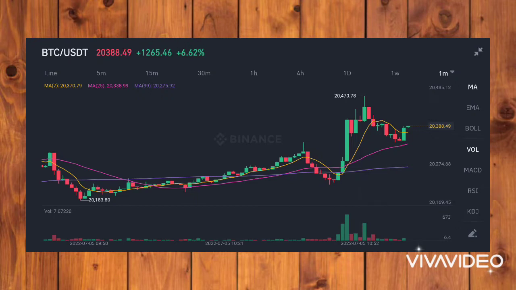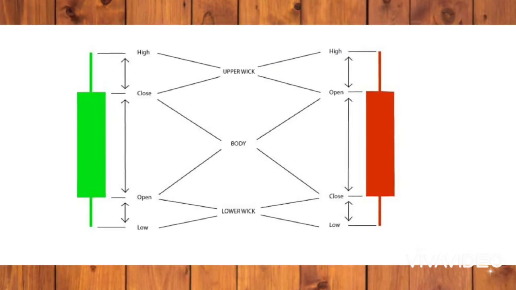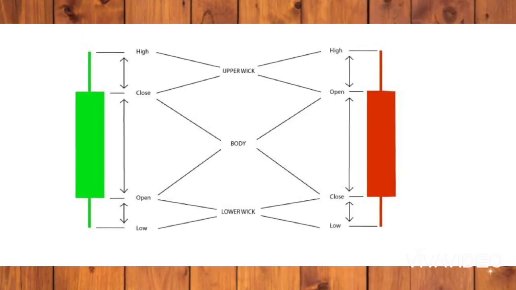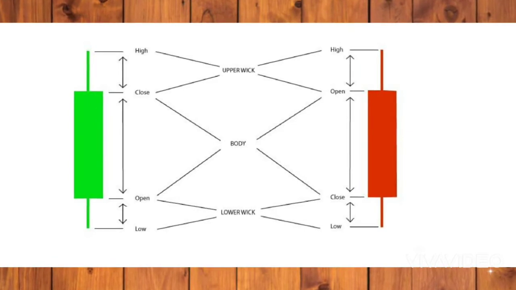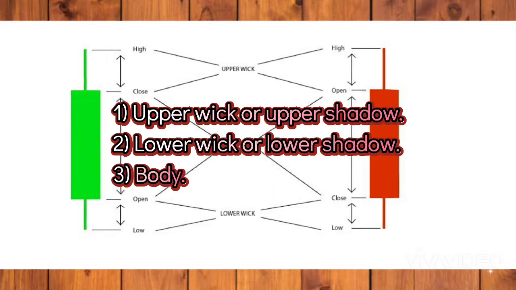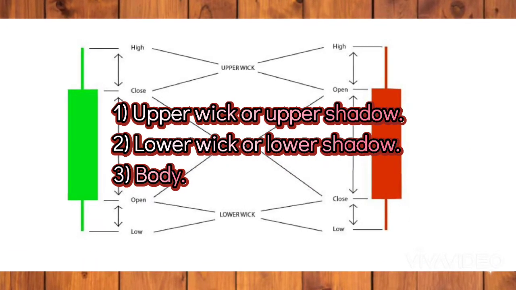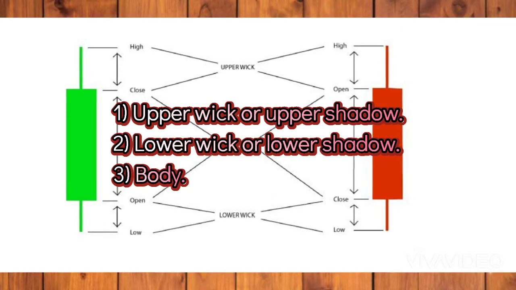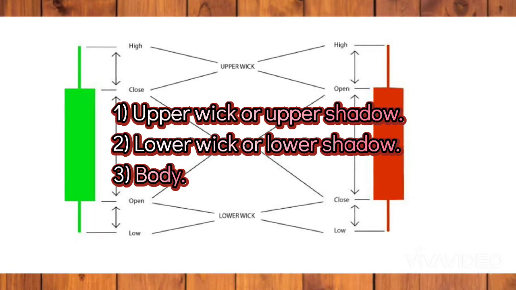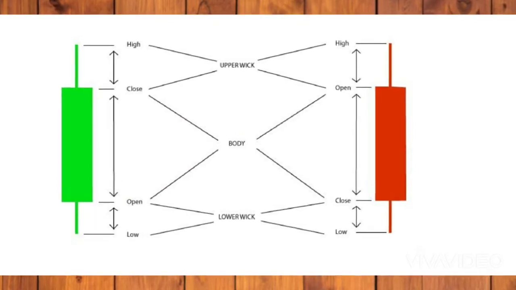This video is to give you an understanding about Candlestick. Before learning about candlesticks, let's identify the candlestick together. A candle consists of 3 parts. That is, 1. Upper wick or upper shadow. 2. Lower wick or lower shadow. 3. Body. Now let's see what information we can get from these parts separately.